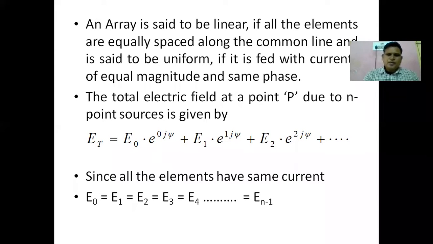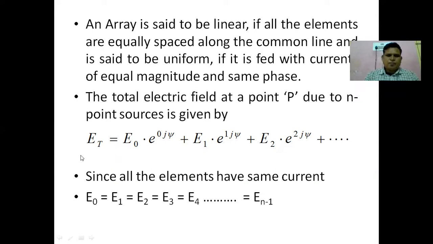Here we are assuming that because of the path difference there is a phase angle. Here also the phase difference between two successive antennas is psi. You have to understand this point. If you understand this point, the rest of the things are very easy.